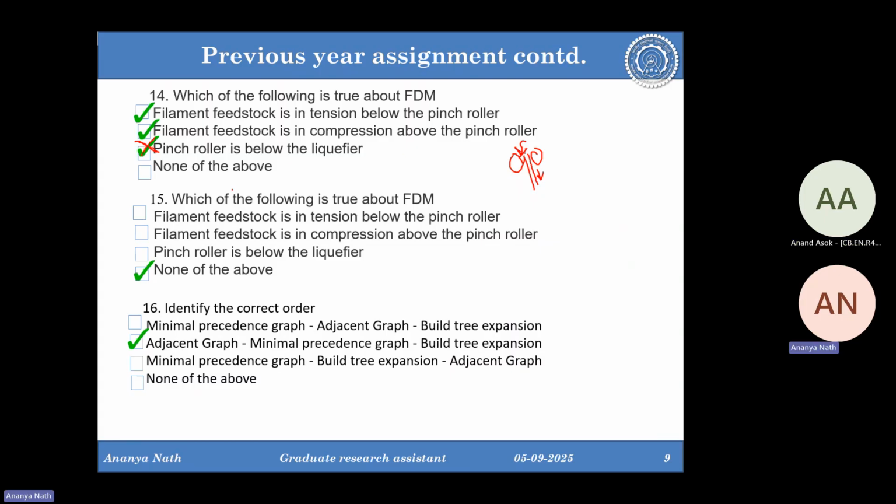Which of the following is true about FDM? Okay, sorry, this question was misprinted two times. I can remove it later on.